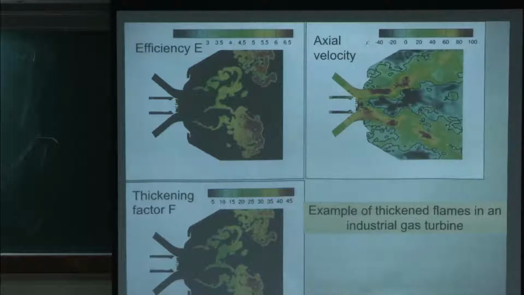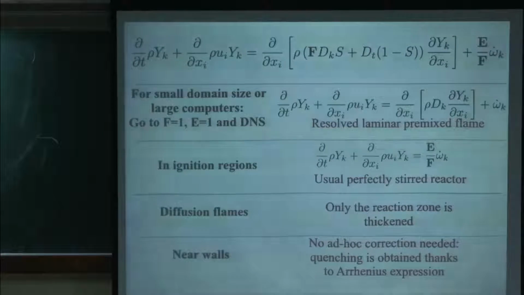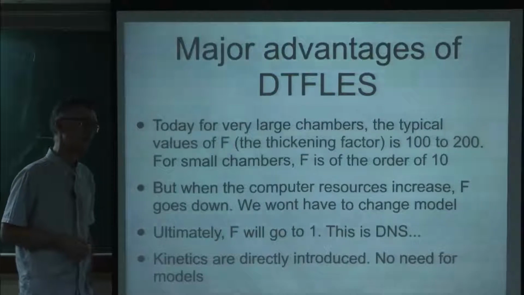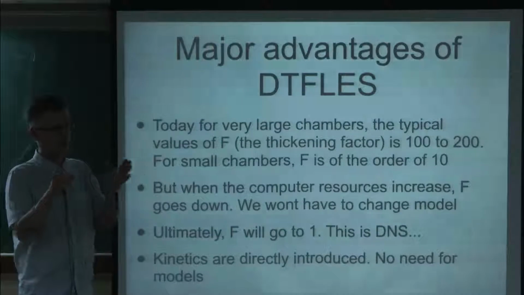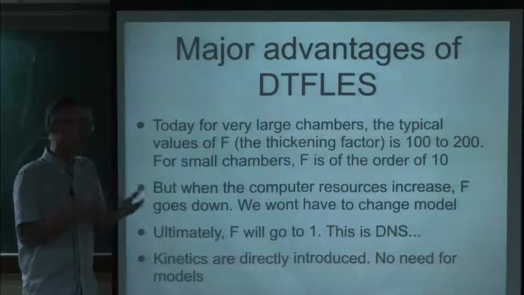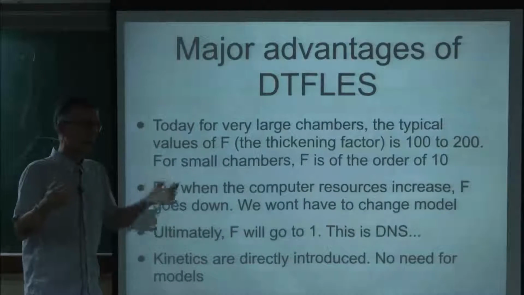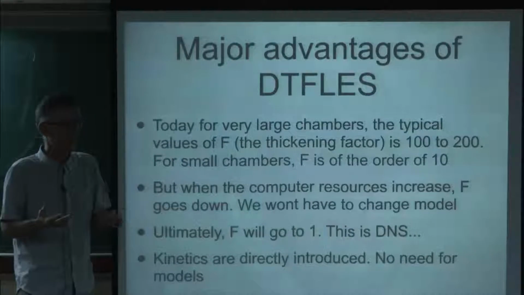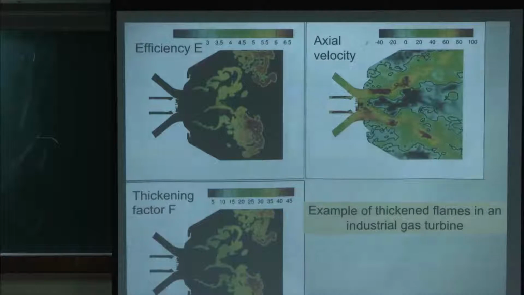In the last slide, when you're saying that F will go down when the computer resources are increasing, what you mean is that we have finer grids? Yeah, sure. As soon as the grid is finer, then you can use a smaller value of F. But you don't have to. If you don't have a fine grid and a big computer, you use a larger value of F. You lose something, but at least you can run your simulation. So that's a typical example of the fields now that you can have.